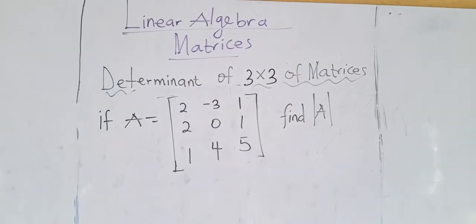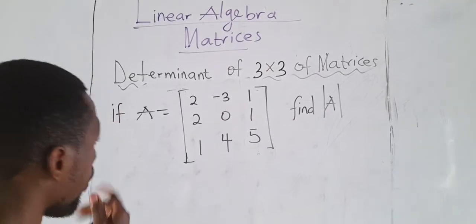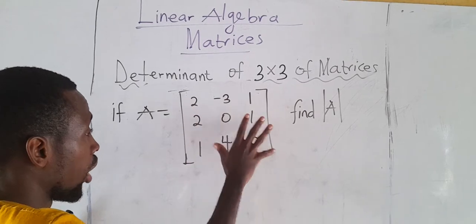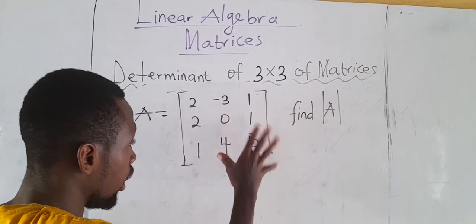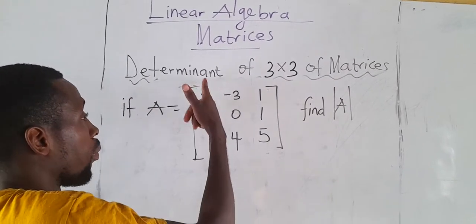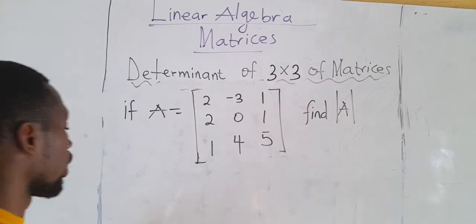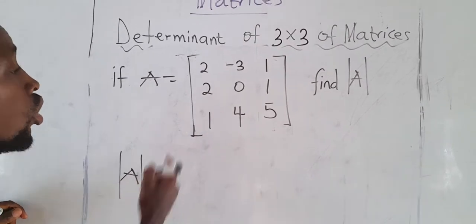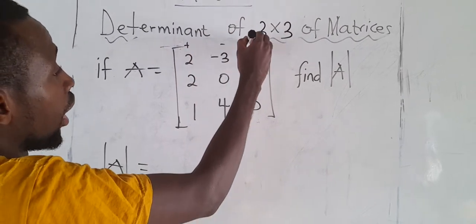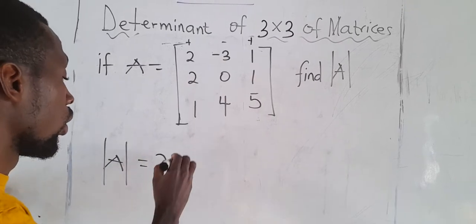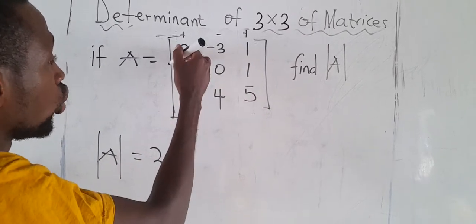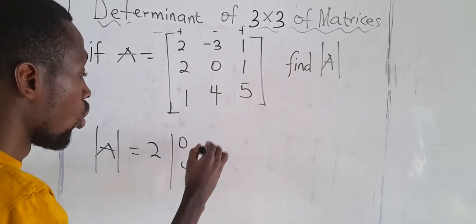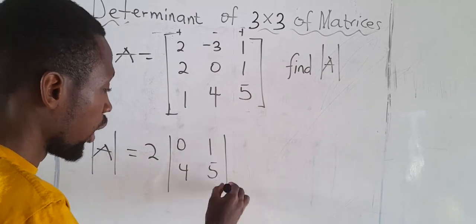So we take a sample question on the 3x3 and see how we can solve it. Remember, when you take this, the determinant of what is not under it. When you take this, the determinant of what is not under it. And this is the determinant of what is not under it. Then, plus minus plus. Very, very important. So, the determinant of A will be equal to. Remember, it's plus minus plus. So, 2 will be the positive. The determinant of what is not under this 2. So, that's 0, 4, 1, 5. I hope you get that.